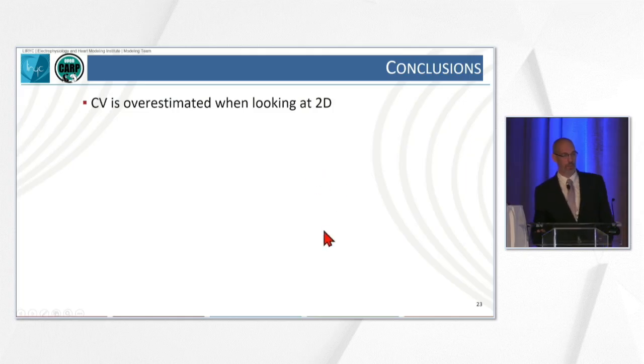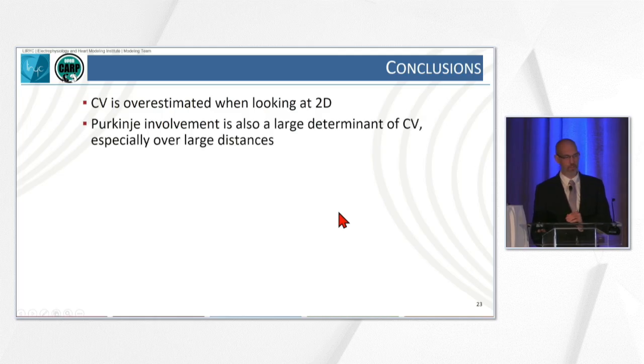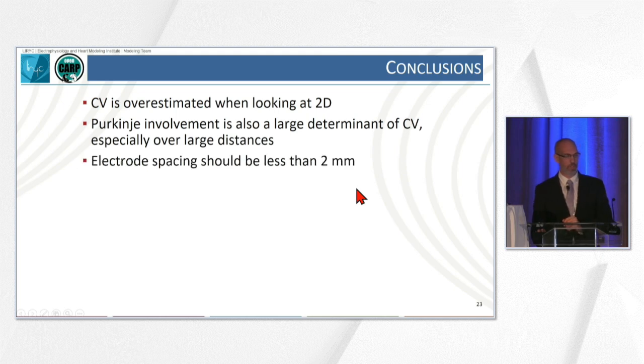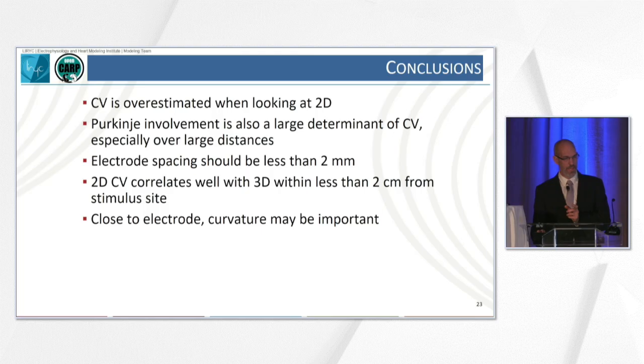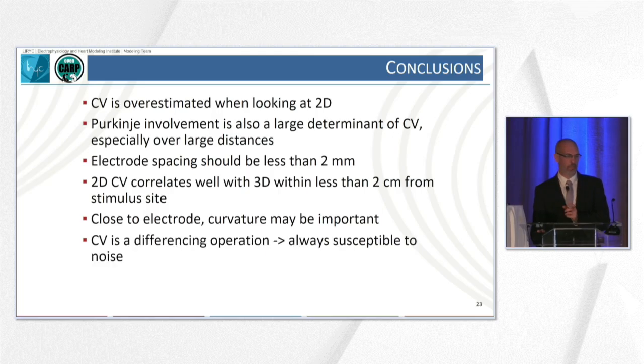So in conclusion, generally the conduction velocity you measure using surface-only measurements overestimates the true tissue conduction velocity. Purkinje involvement can play a role. There's a delay going into the Purkinje system and out of the Purkinje system. So the larger the distances, the more relevant the role of the Purkinje. The electrode spacing should be less than 2 millimeters. The 2D CV correlates well with the 3D as long as you're close to the stimulating electrode, within about 2 centimeters. And close to the electrode, curvature could play an important role.